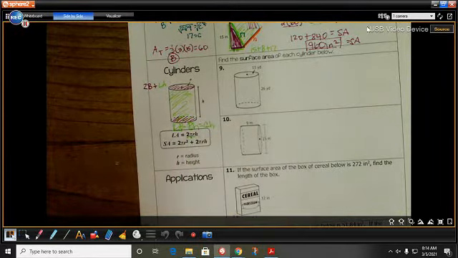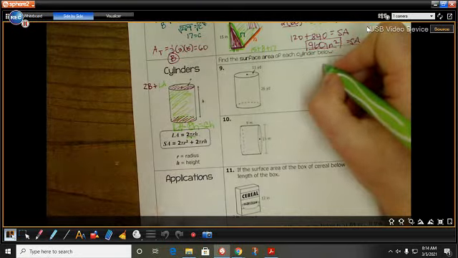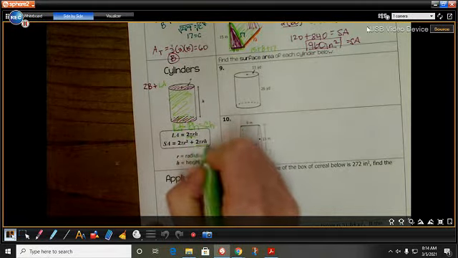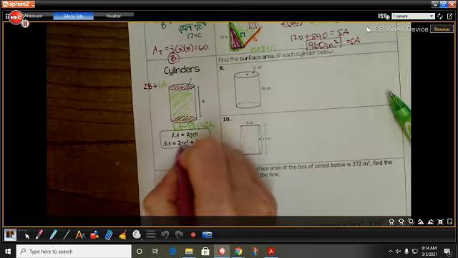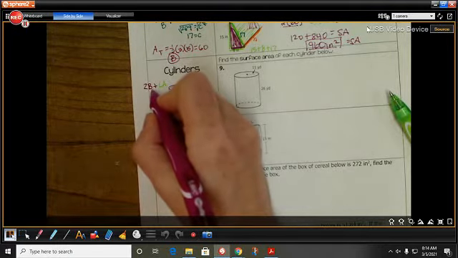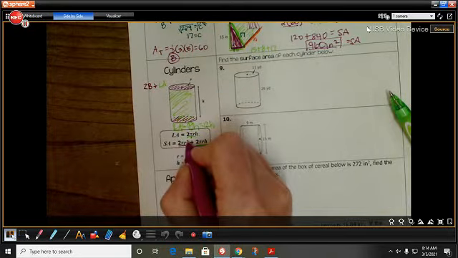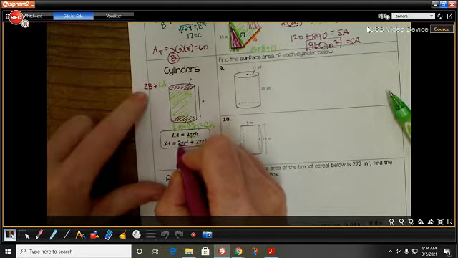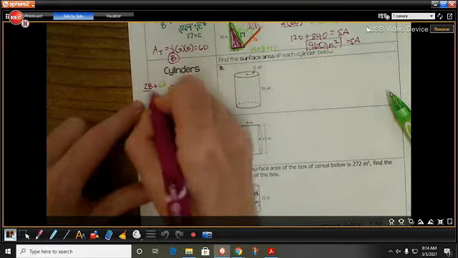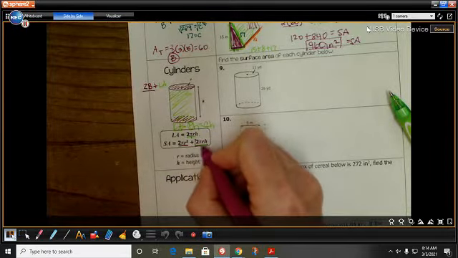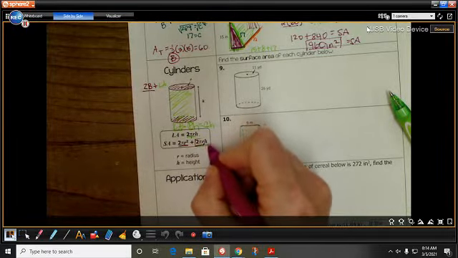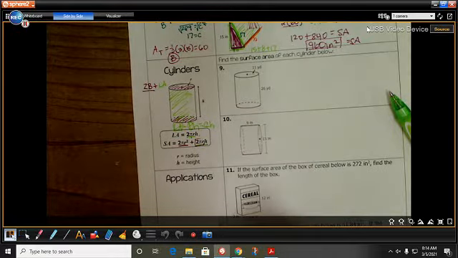We're going to take that lateral area and add it to the two bases. Well, my two bases are both circles, so their area is going to be pi r squared. So I have two of my pi r squares to give me two bases, and then I have the circumference times my height to give me my lateral area. My total surface area adds all that together.